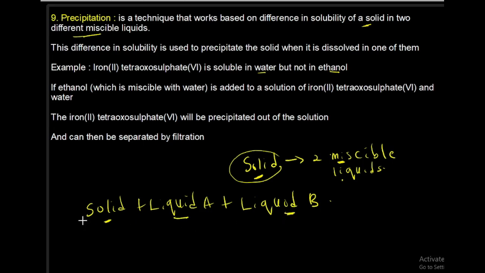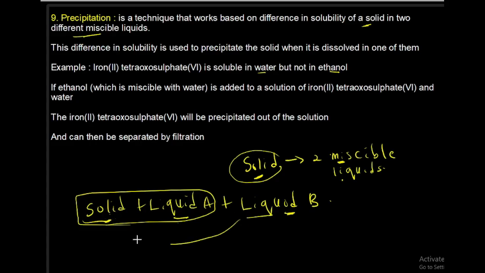Alright, so let's say we have a mixture of solid and liquid A together. To separate this solid from liquid A, we add liquid B to this. Adding liquid B will make a precipitate of this solid to be formed, because it is not soluble in liquid B. So adding liquid B to this mixture will force this solid to form what? A precipitate. And to separate this precipitate, we'll now use the method of filtration.